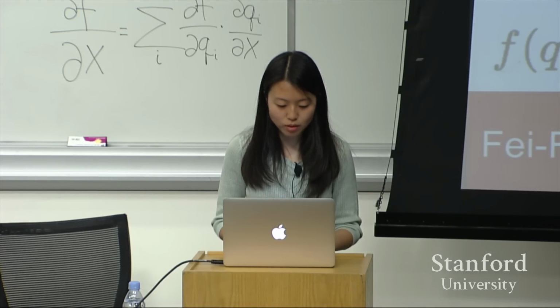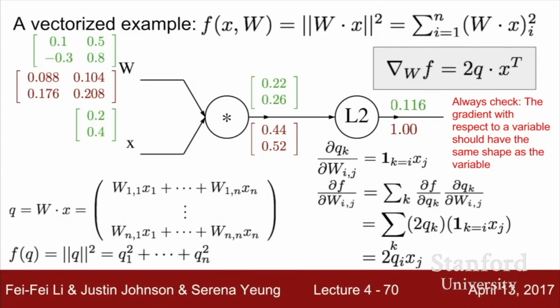The bold 1 is an indicator function. So this is saying that it's just 1 if k equals i.